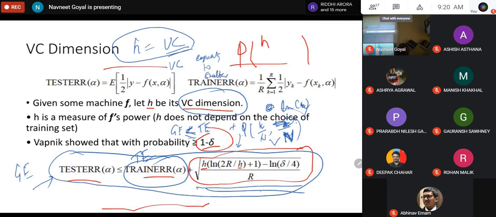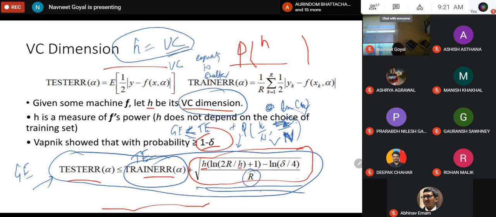So, capacity to shatter. I'll bring in the concept of shattering after this, all right? Are you okay up to this point? Yeah. So what we have just done here is that we have given a form to phi. This phi looks like this. You can see that this is an increasing function of h. There is nothing new here, and r is the total number of training points that we have.